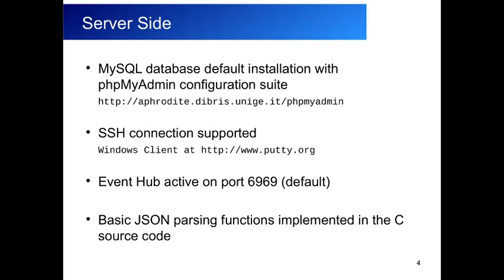So Event Hub is up and running on port 6969, which is our default, but we can change it if necessary, if you want to port it to another machine. And we also implemented some very basic parsing functionalities for JSON in C, because at the time of development there were no stable, easy to use libraries for JSON parsing. So for the basic functionalities we wanted to introduce, it was enough for what we did.